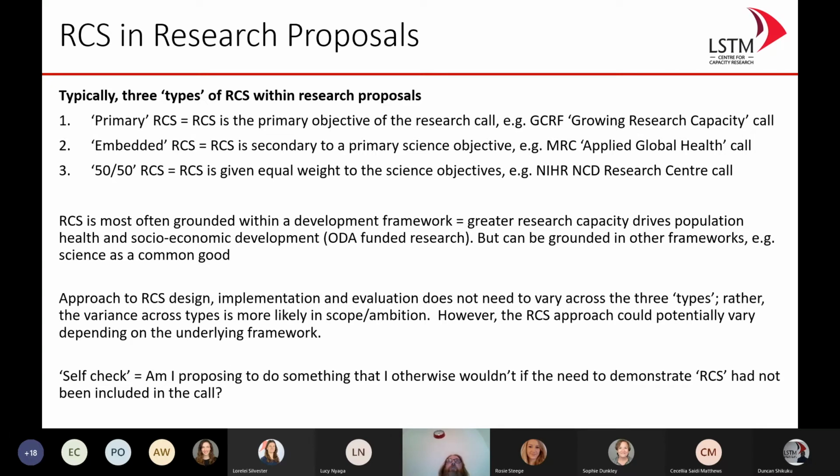And a good example of this is where your research might require investing in PhD students or early career postdoc positions and the like. These can quite legitimately be framed as evidence of research capacity strengthening, because they are. But if you weren't required to demonstrate RCS, would you have done that anyway? If the answer is yes, then maybe your RCS ambitions are not ambitious enough.